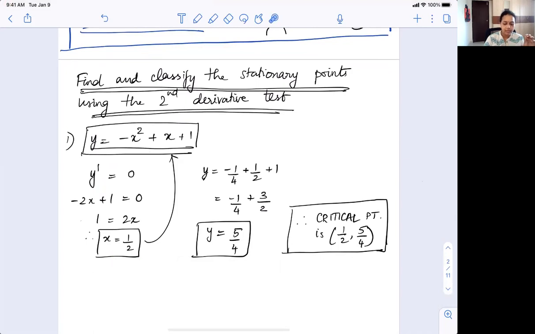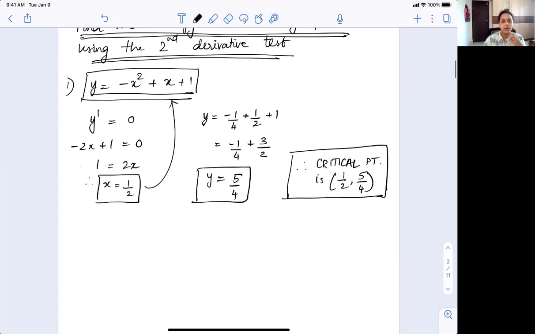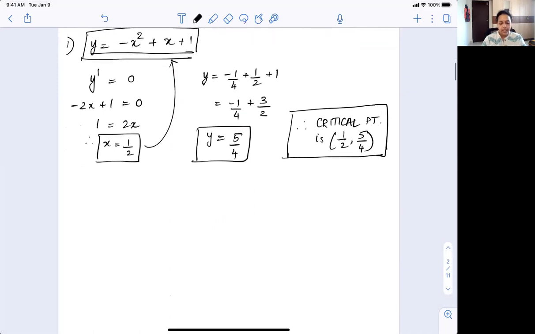Now, when x is half, we can plug x into the function and see what the y value will be. And that comes to be 5 by 4. Now, half comma 5 by 4 is a critical point of this particular function. Now, is this critical point a maximum or a minimum? Let's go ahead and look at the second derivative. I'm just rewriting this for ease of reference. This is y, and y prime is minus 2x plus 1. So y double prime is actually just minus 2.